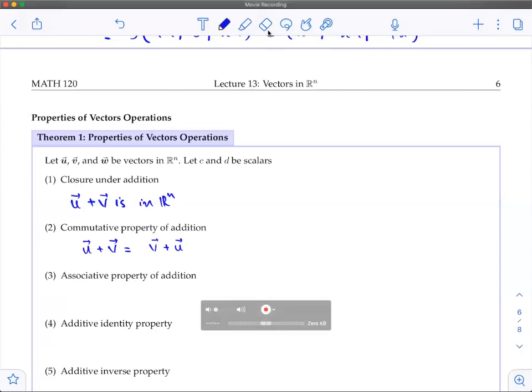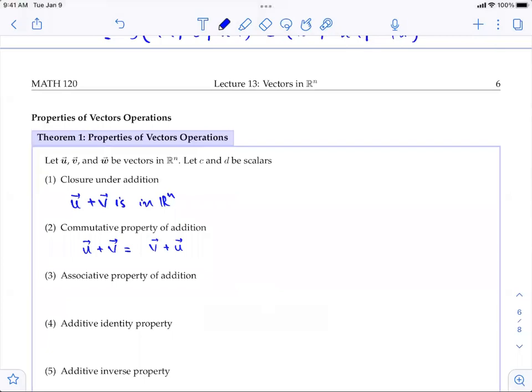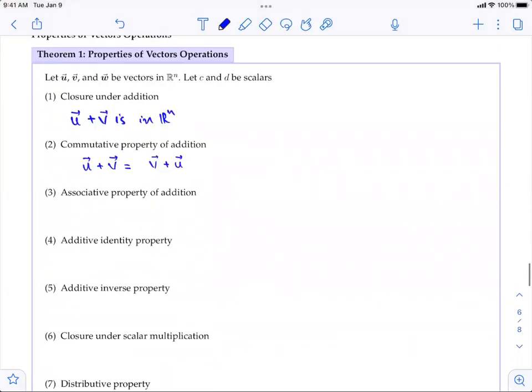So the vector additions are commutative. The next property is the associative property of additions. If you have three vectors, you want to perform vector additions on the three vectors. You can do u plus v first, and then add with the third vector. Or you can do v plus w first, and then add it with vector u. Doesn't matter, they're going to give you the same answer as well.